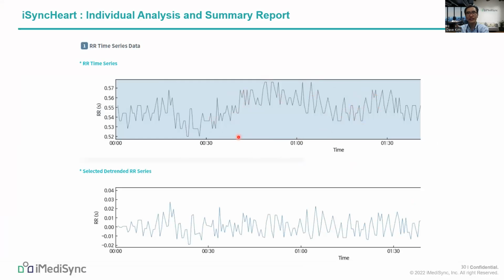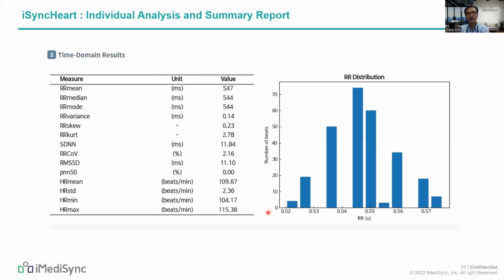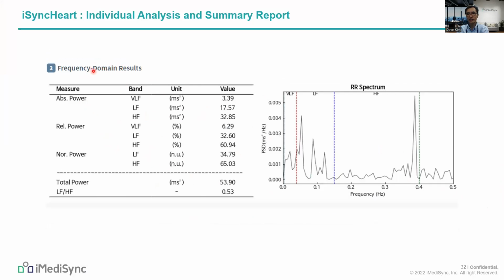RR means beat-to-beat time interval time series from the PPG signal, detrended. The RR interval is extracted through the machine learning algorithm, then detrended and goes through the subsequent feature analysis. These are the heart rate variability parameters extracted from the RR interval, classified basically into time domain results and frequency domain results.